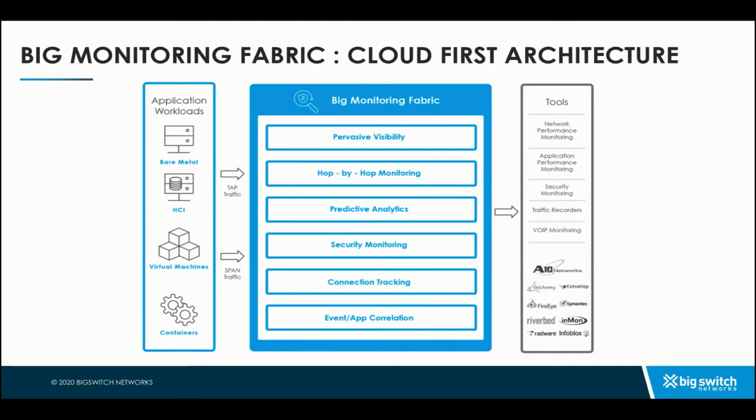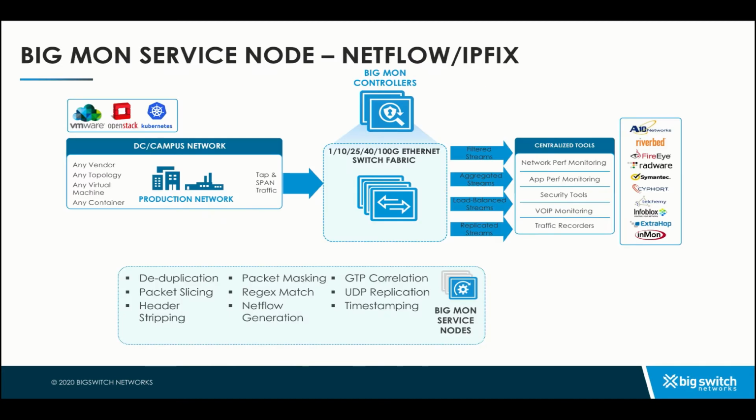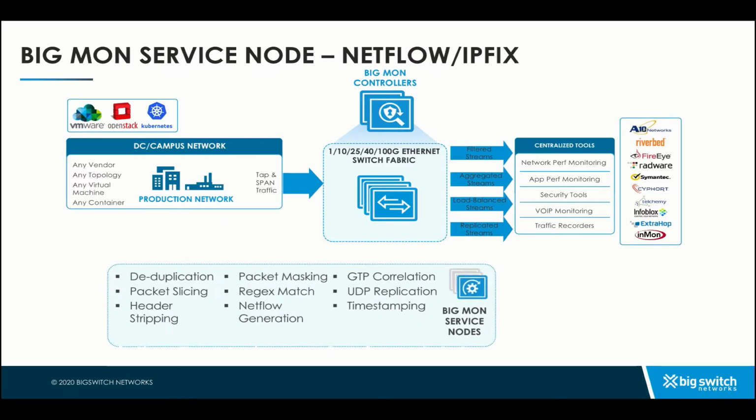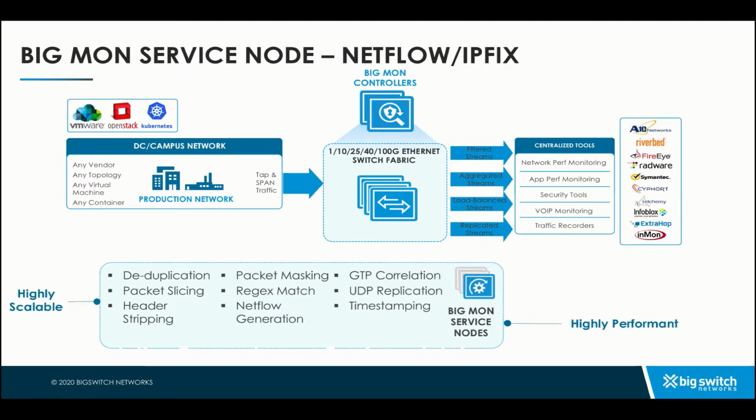Big Monitoring Fabric, or Big Mon, is architected ground up for hybrid cloud visibility and security, delivering cloud-style monitoring as a service. It enables IT operators to pervasively monitor all application traffic by gaining complete visibility into physical, virtual, and cloud environments. One of the components of the Big Mon is the Big Mon Service Node that offers highly performant, scale-out advanced packet services like packet deduplication, packet slicing, header stripping, Netflow generation, etc.